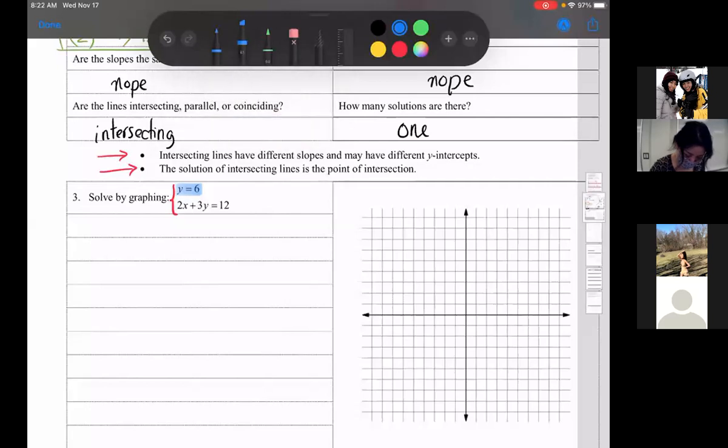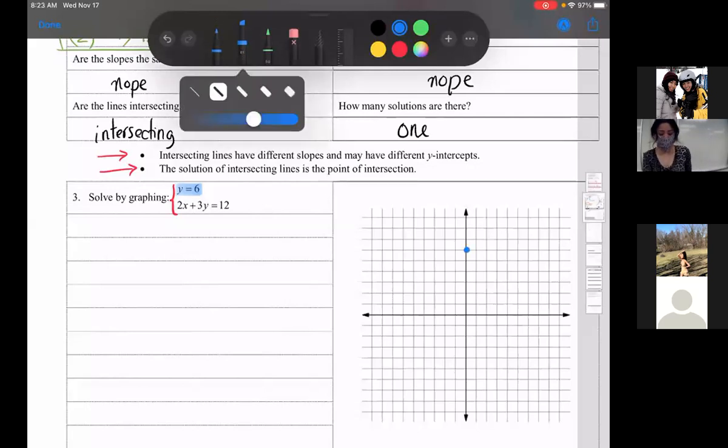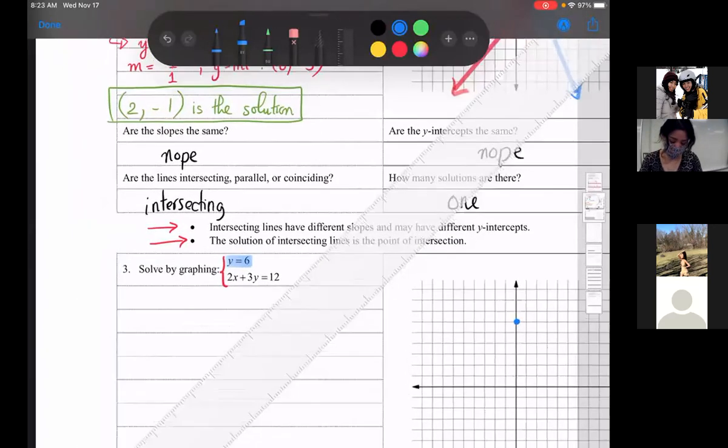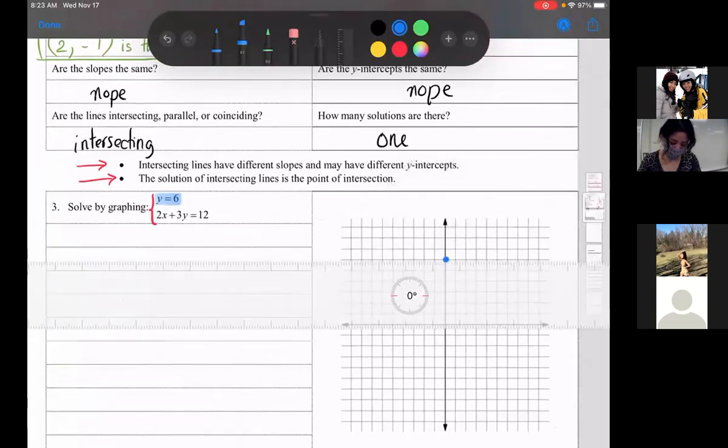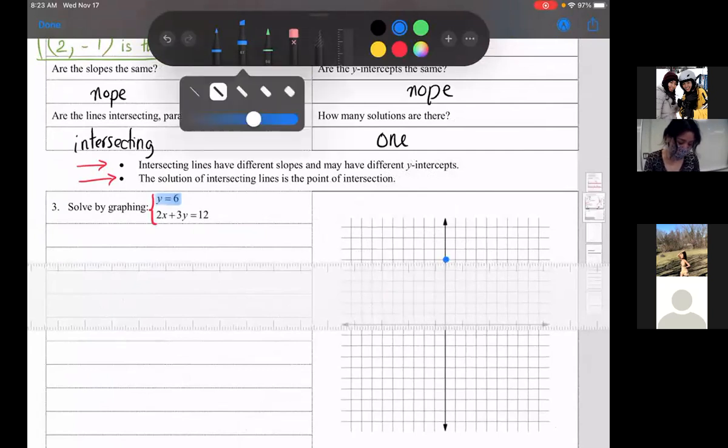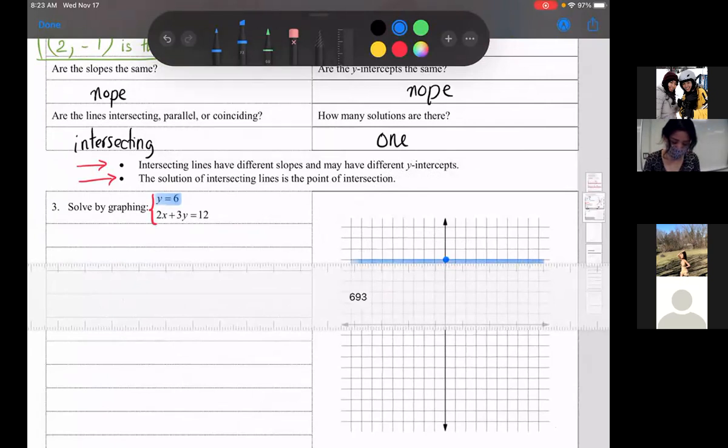This one's nice. We don't have to do anything. We're at 6: 1, 2, 3, 4, 5, 6, right here, and then graph. By the way, on the exam, I suggest you bring a ruler if you have one, or a credit card. You can use a credit card to graph it. I'll let you use it.